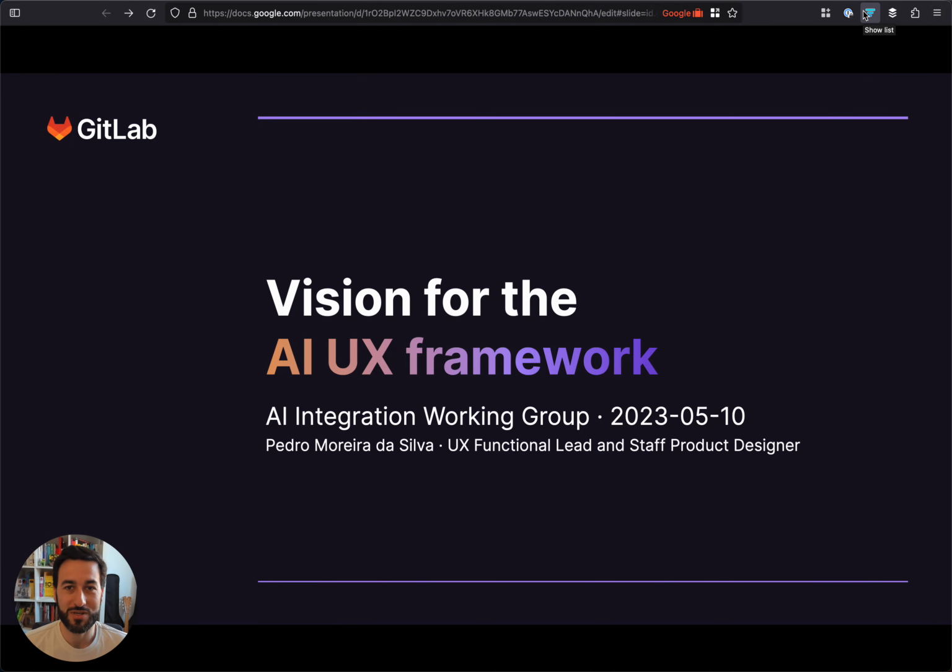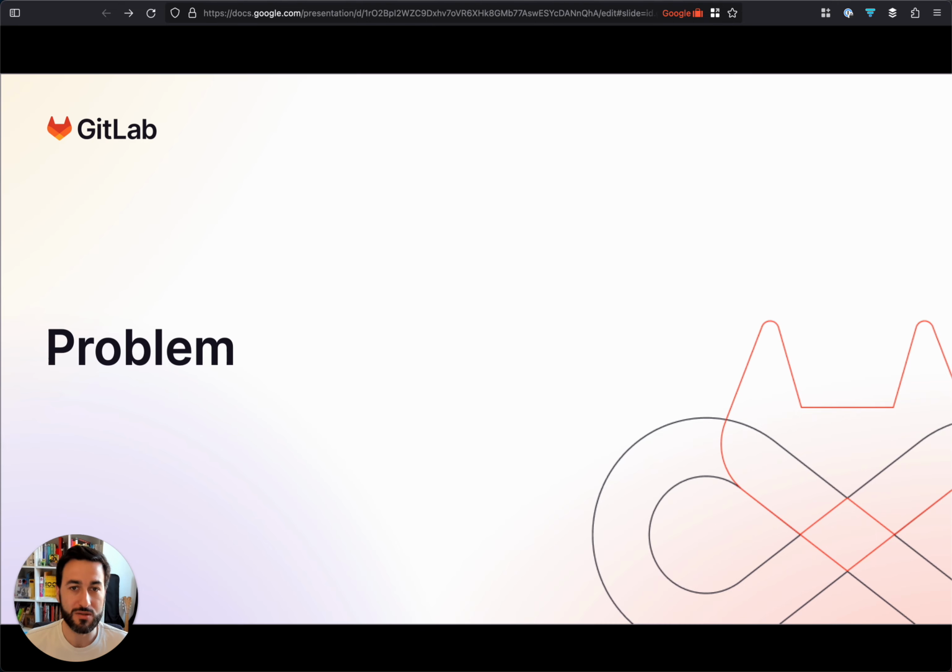Hi, my name is Pedro Moreira da Silva, and I'm the UX functional lead for the AI integration working group and also a staff product designer at GitLab. And today I'm going to share with you the vision for our UX framework for the artificial intelligence efforts that we're putting together. So what is the problem that we're facing?